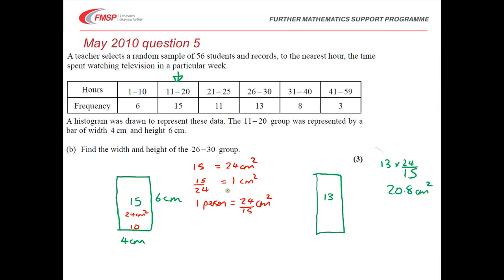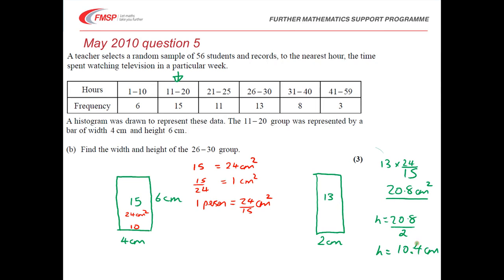Okay, now the width. I can see that the class width is in fact 5, which is half of the width of the previous bar, and widths are in proportion, so I know that that must be 2 centimeters. Okay, now because the area is 20.8, then the height must be the area divided by the width. So I know that the height of this rectangle must be 10.4 centimeters.